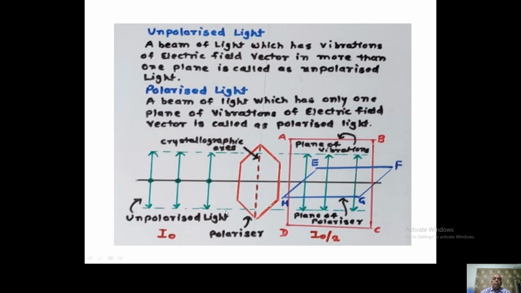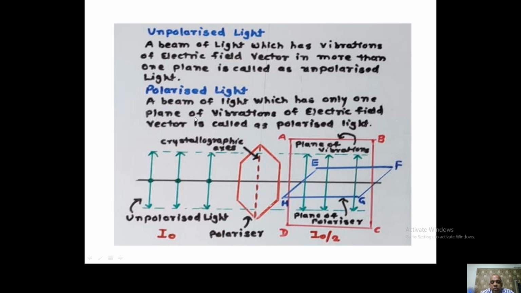Then what exactly is unpolarized light? A beam of light which has the vibration of electric field vectors in more than one plane is called unpolarized light. This is unpolarized light. It is represented with the help of a line with a dot. This is called unpolarized light.